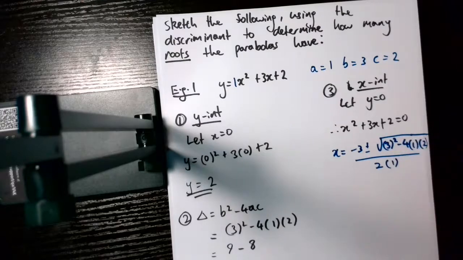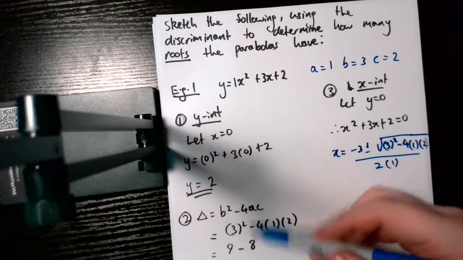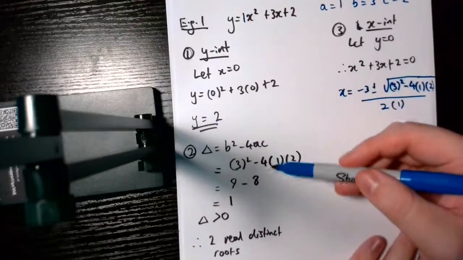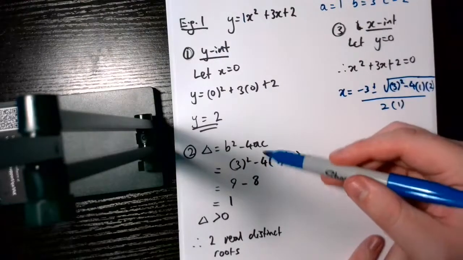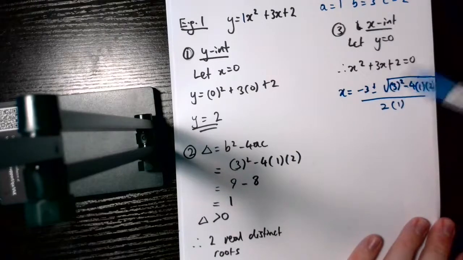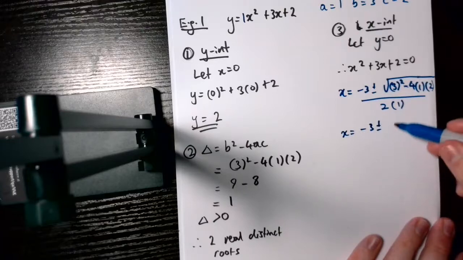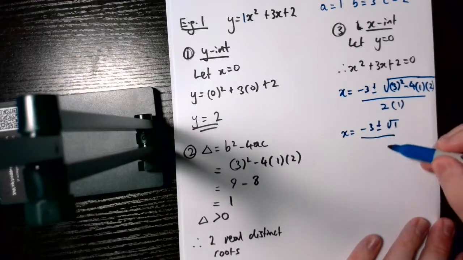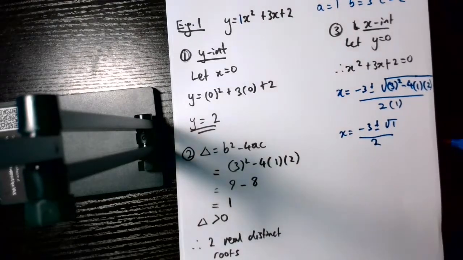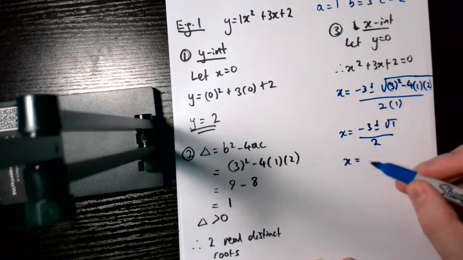Now, before I do anything, we don't actually have to do any working out for this. We've already figured out what the discriminant is equal to, remember, because that's the number that's underneath the square root. So I'm not going to do any extra work. We essentially have x equals minus 3 plus or minus the square root of 1, all over 2. Well, the square root of 1, that's pretty simple, because that just ends up being 1.